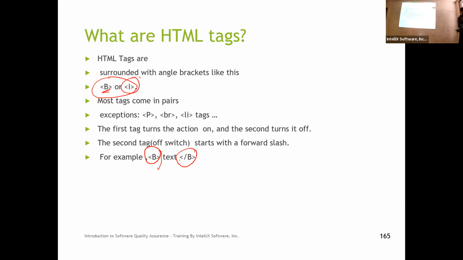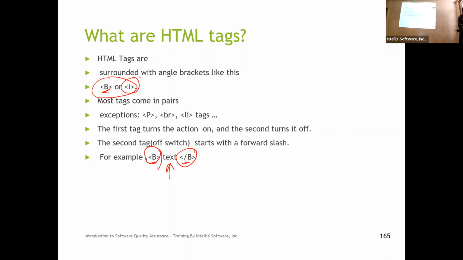So in this case, this particular word will get bolded. Anything before that and after that will not be bolded. So when you think about it, this is a pair: on switch and off switch. However, there are certain exceptions within HTML that don't require a pair.